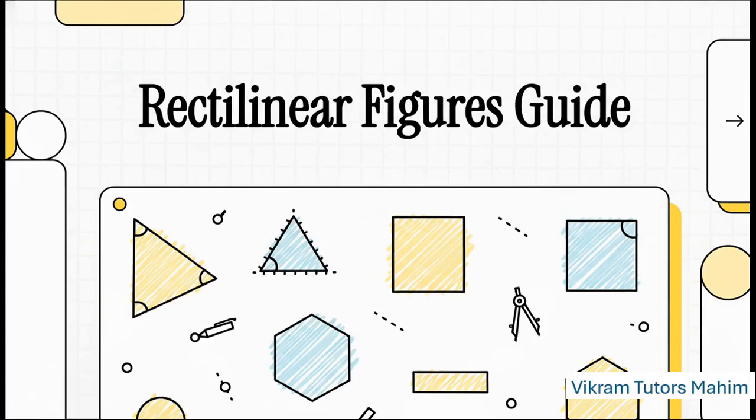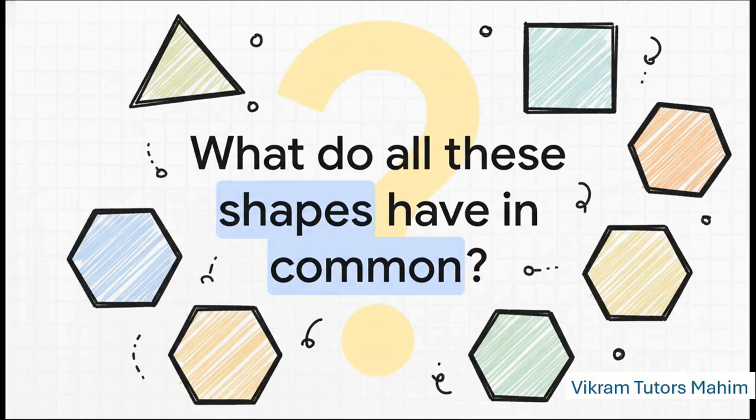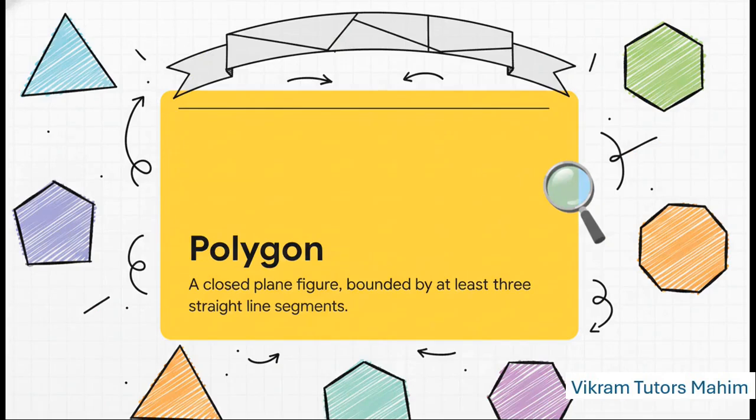All right, today we're creating a field guide to geometric shapes. Let's dive right in. So they might look pretty different, but believe it or not, they're all playing by the same set of rules. They're all part of a big family called polygons, which is really just a fancy way of saying closed shapes with straight sides.